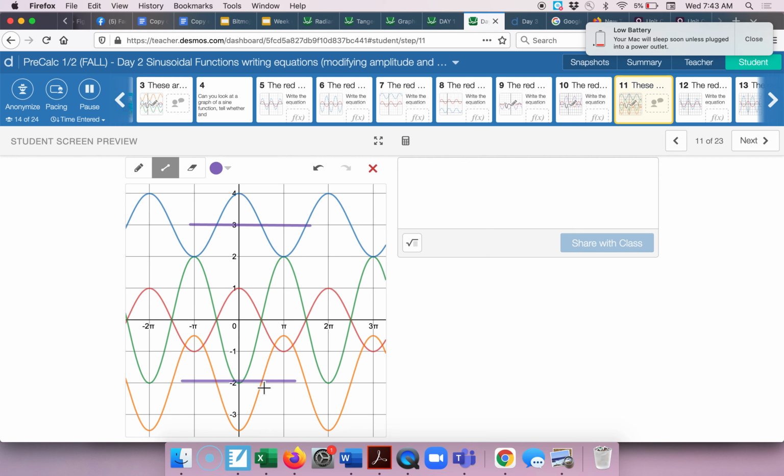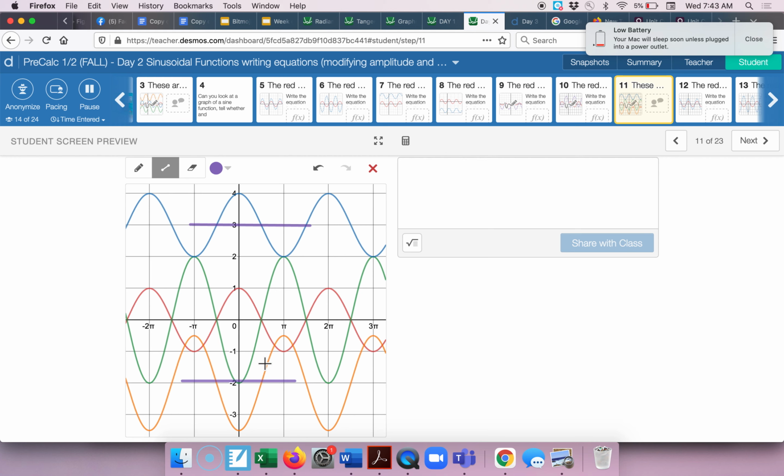How do you decide if they're positive or negative cosine graphs? Okay, so if the y-intercept is at the maximum point, it's a positive cosine. This is a positive cosine because he starts at his max. The red one would also be a positive cosine because it starts at its max.